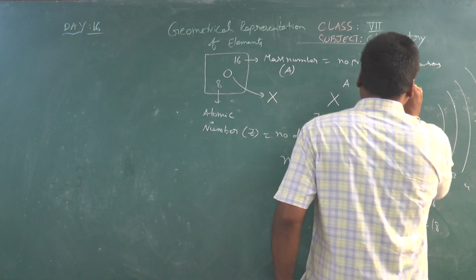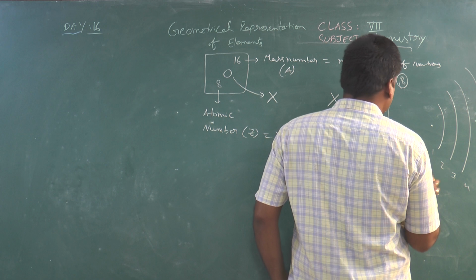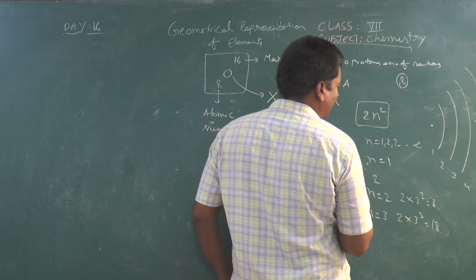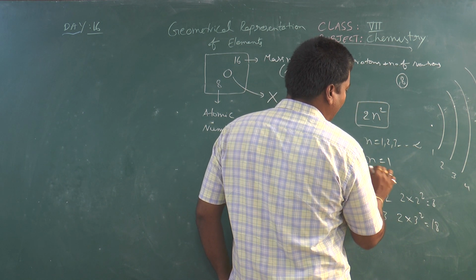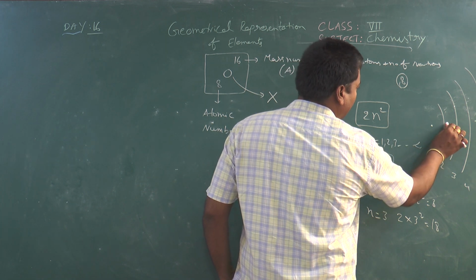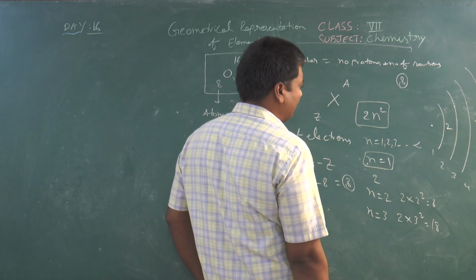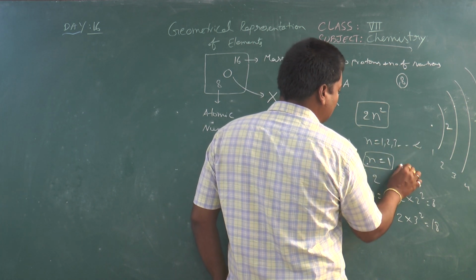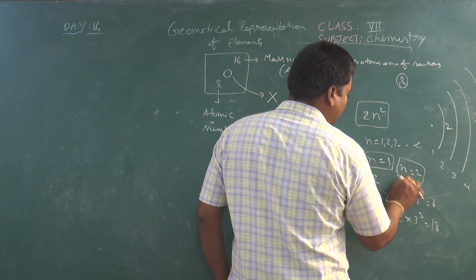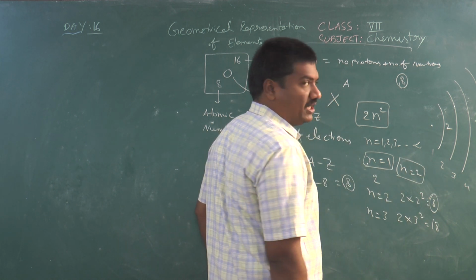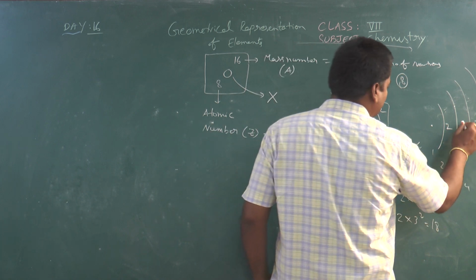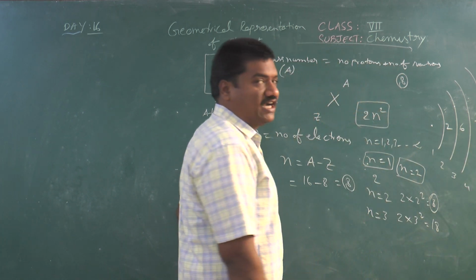Now, for example, take this oxygen atom. For its electronic configuration according to the Bohr-Bury rules, the total number of electrons is 8. Applying the 2n square formula, n equal to 1 gives 2 electrons, so the first orbit has 2 electrons. Now for the second orbit, n equal to 2, the maximum number of electrons is 8. But how many electrons do we have here in the oxygen atom? 6 electrons are left.